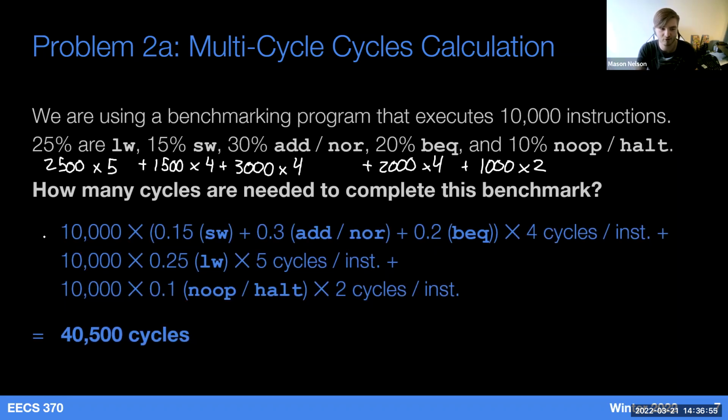And so you can see here, we're doing it the other way. So this here just pulls out the 10,000 and then multiplies the percentages explicitly by the number of cycles. And yes. All right, so our total was 40,500 cycles. And by the way, what this parentheses is doing here, since all of SW, add nor, and BEQ take 4 cycles, we can just add those up together, do the math there, distribute out the 4. So that gets us the exact same numbers. So we have that many cycles.